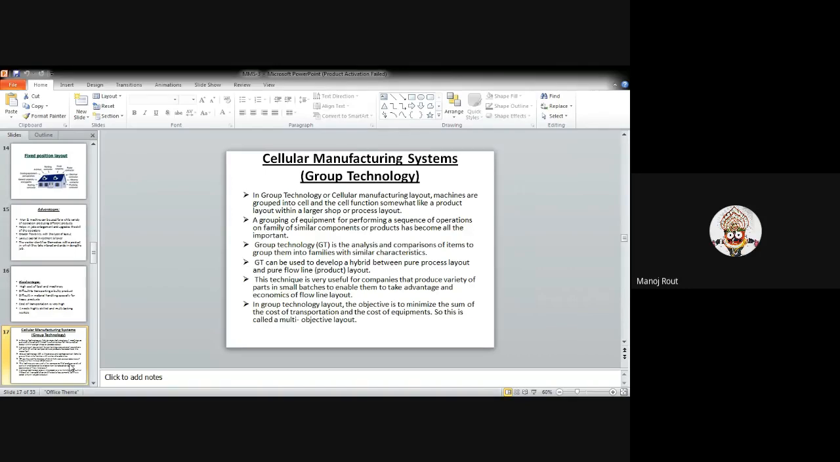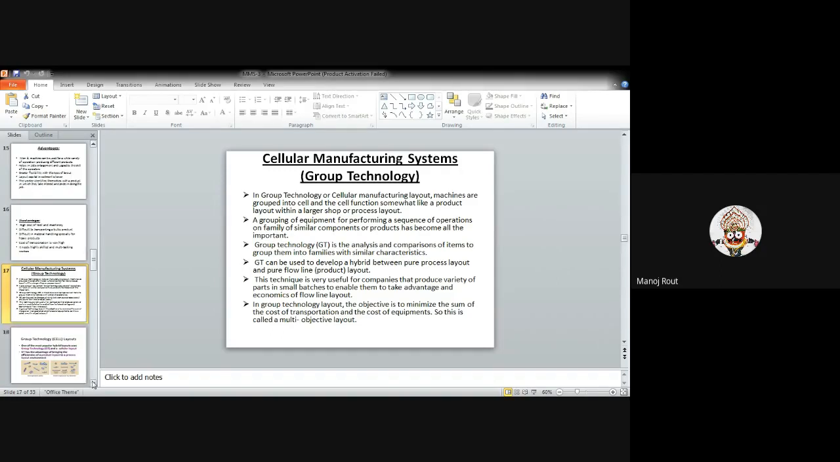And the last point, in group technology layout, the objective is to minimize the sum of the cost of transportation and the cost of equipment. So this is called a multi-objective layout. In other words, the objective is to reduce the cost of transportation and also reduce the cost of equipment. So going to the next one.